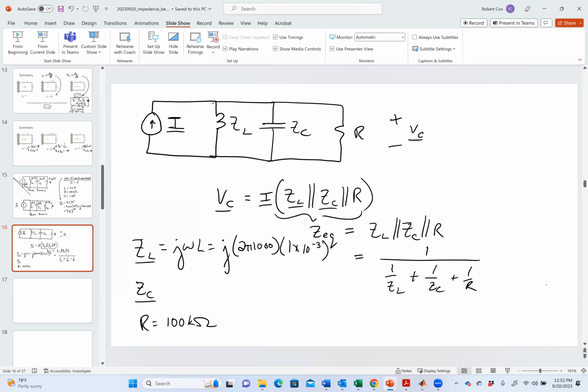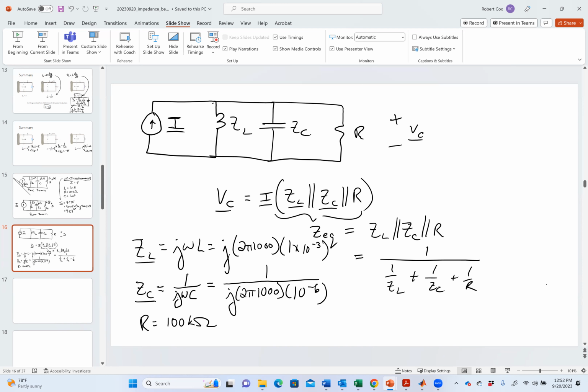What about Z sub C? What do I do for that? What's the formula for the capacitor impedance? One over j omega C. Yes, 1 over j omega C. In this case it's the same approach: 1 over j times 2 pi 1000. I put the same frequency omega in there, and my value was 10 to the minus 6. I can run through the numbers for that.